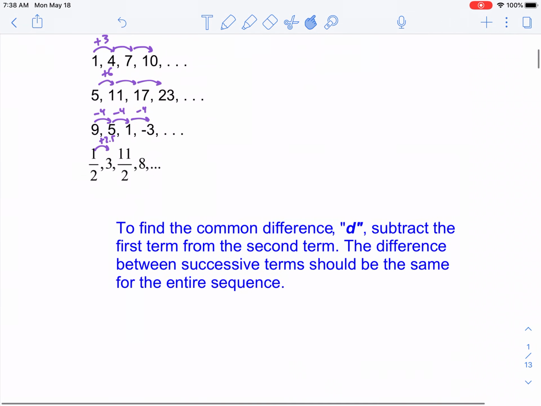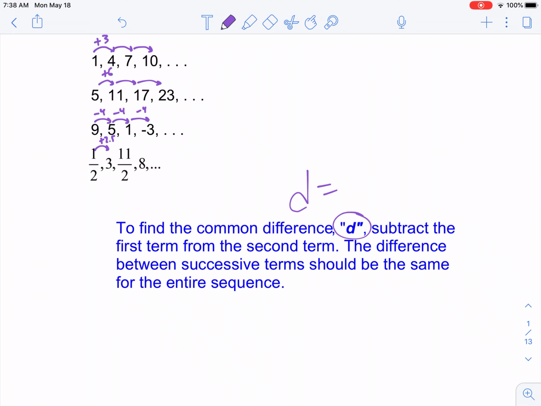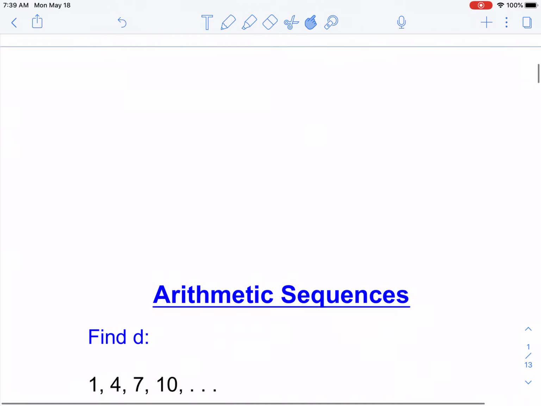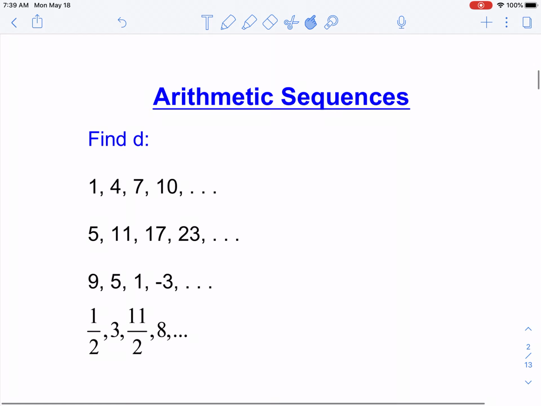To find the common difference, and so to label the common difference, we're going to use the variable d. You just subtract the first term from the second term, or the second term minus the first term. And we use the variable a to denote each term. So a2 minus a1, that means the second term minus the first term. That equals d. Very simple, very intuitive. We just did all these on the previous slide.